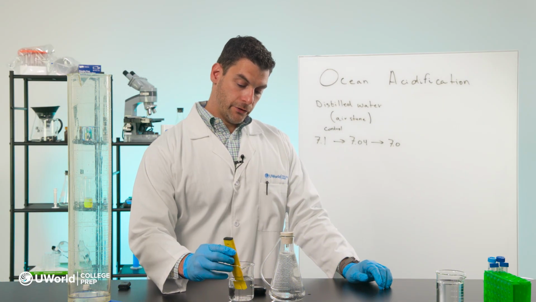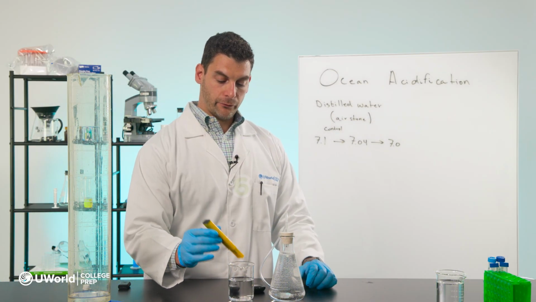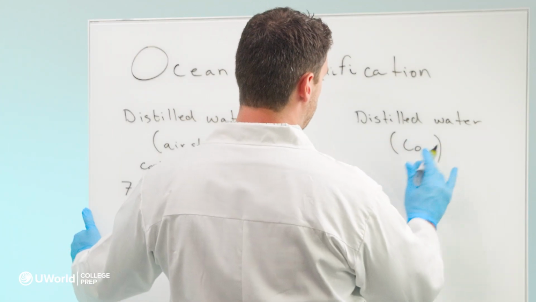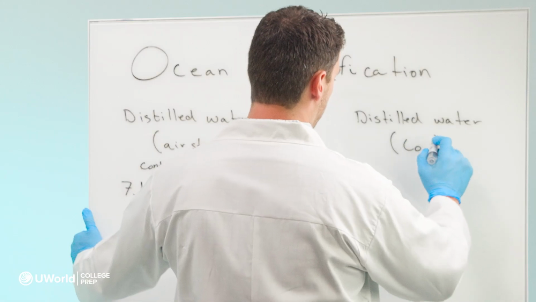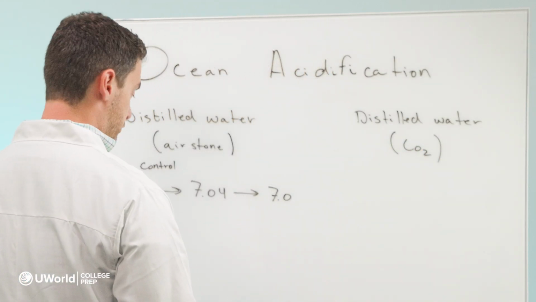So at a minute 30, we're at pH 4. And so now we have a pH of 3.96. In this sample, we used distilled water and we added our effervescent tablet to mimic the production of CO2.